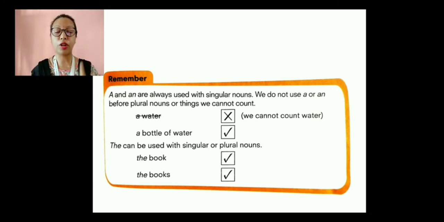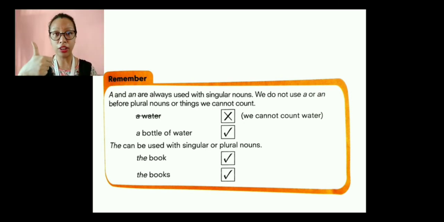Because is it a 200 milliliter bottle or a 1 liter bottle or a 2 liter bottle? So therefore the bottle can be counted. So a bottle of water. Then the article the can be used with singular or plural nouns. Remember, article A or AN are always used with singular nouns, while the article the can be used with both singular and plurals. The book, the books.